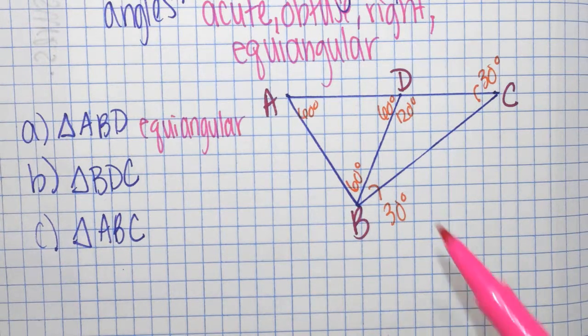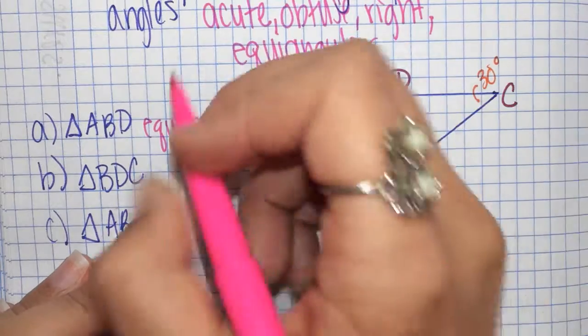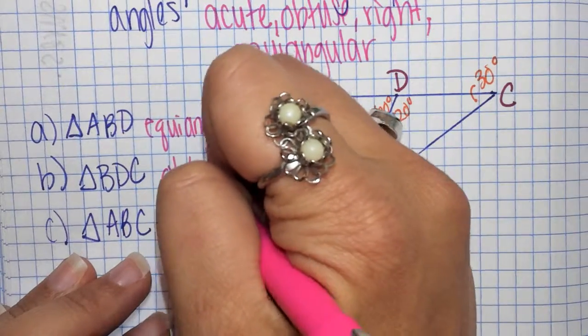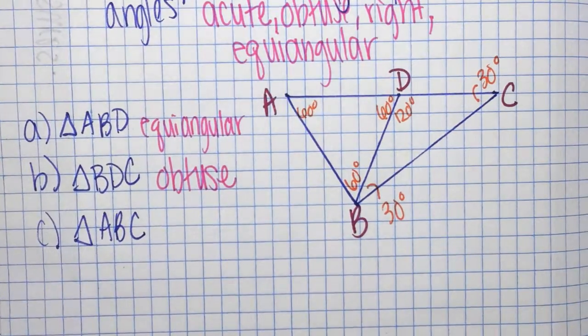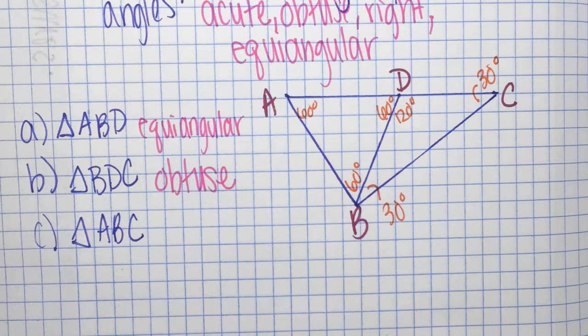Alright, what about triangle BDC? Obtuse, because one of those is more than 90. Which angle is more than 90? 120, which is angle D. Or BDC if you wanted to be real specific.